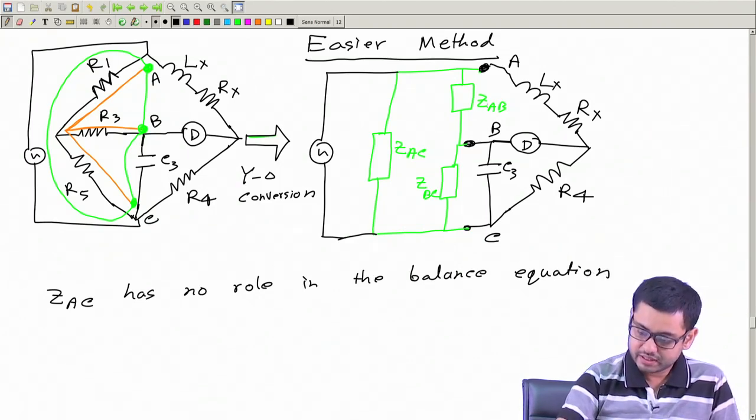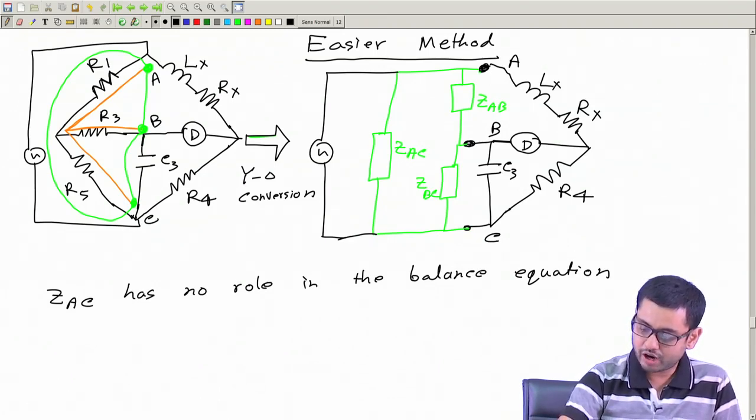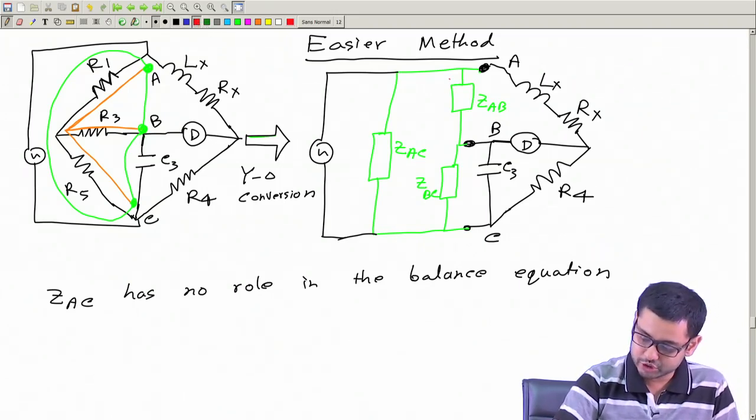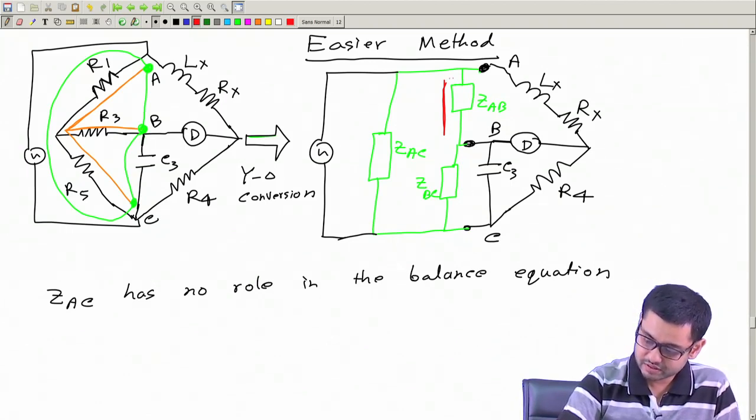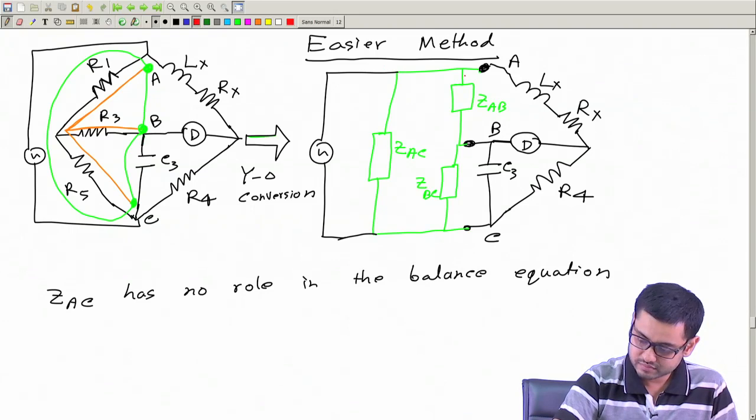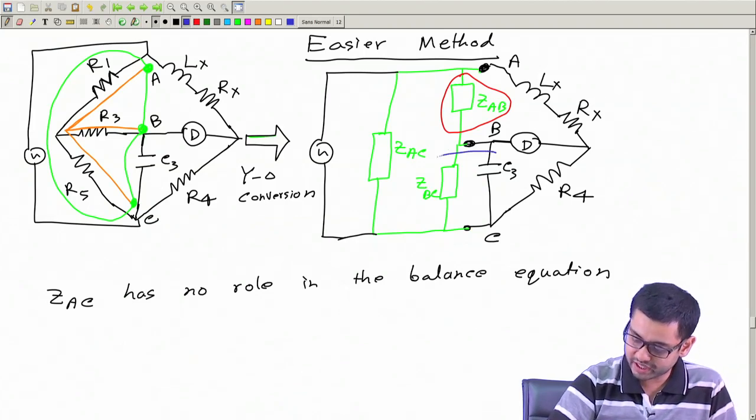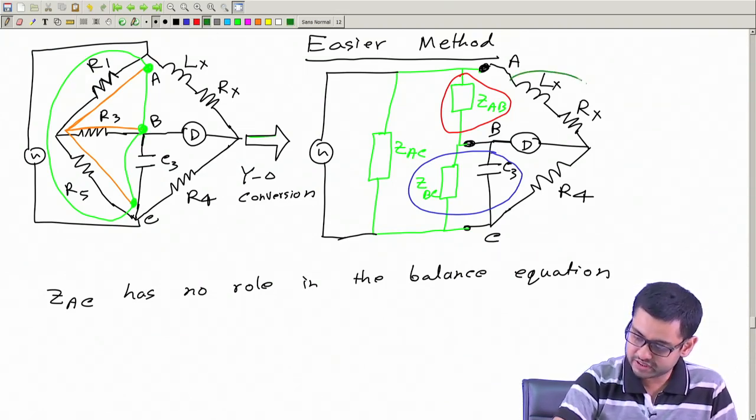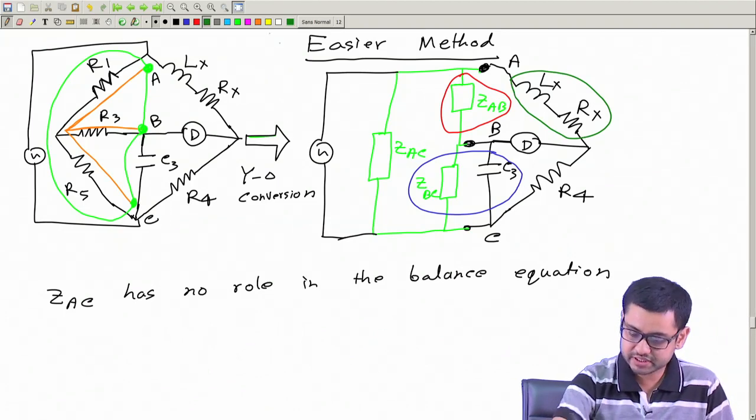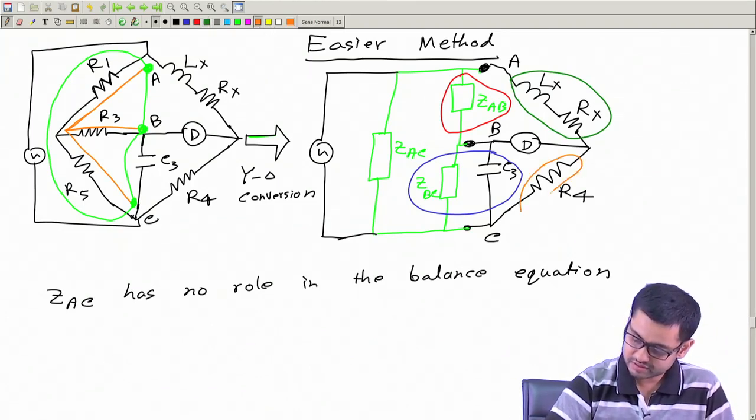Okay. And this part is now a 4-arm bridge. What are the 4 arms? This is one arm, Z A B, these two together. Okay. So, this is one arm, this is one arm, then these two together is another arm, then this is obviously the third arm, and this is the fourth arm, fourth side.